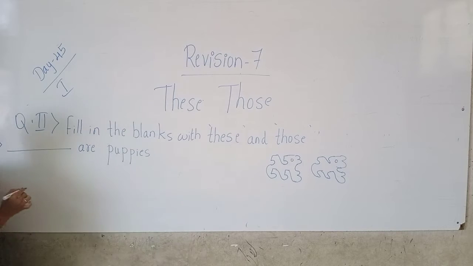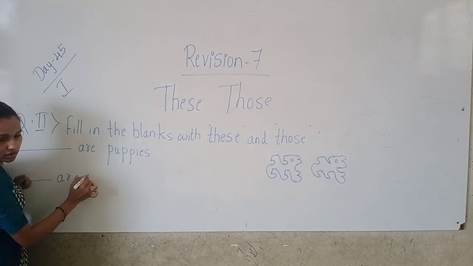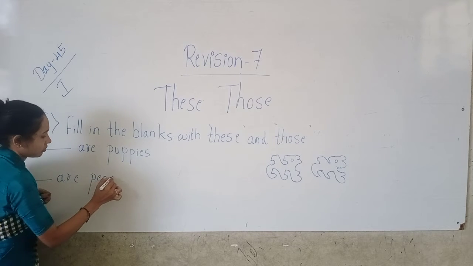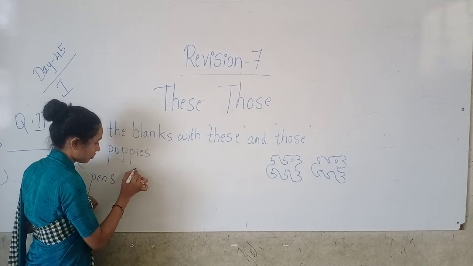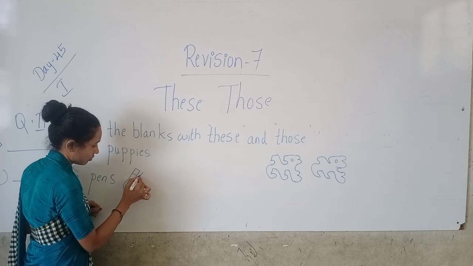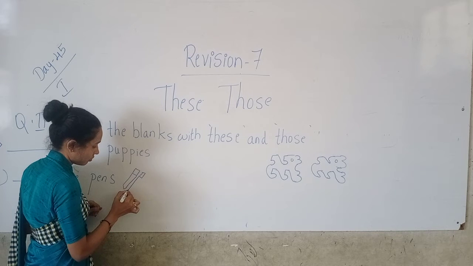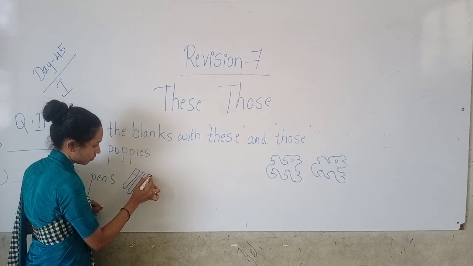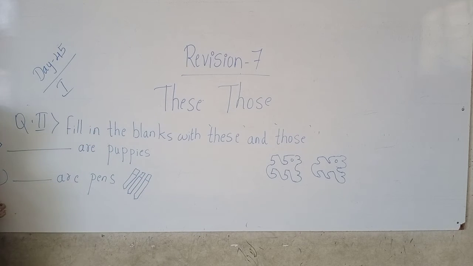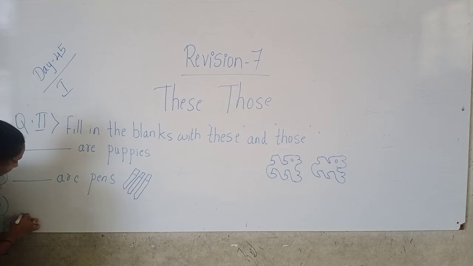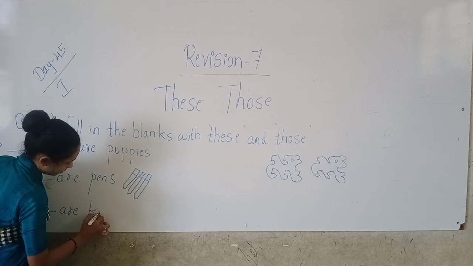So puppies are near or far from us, children? Far. Okay. Dash are pens. Okay. Third one. Dash are kites.